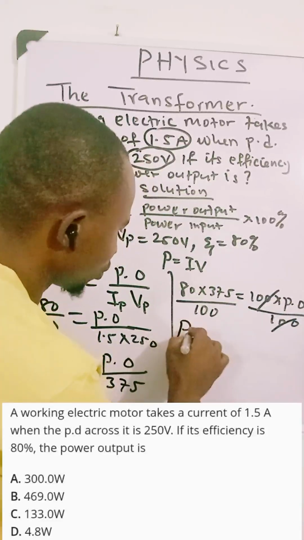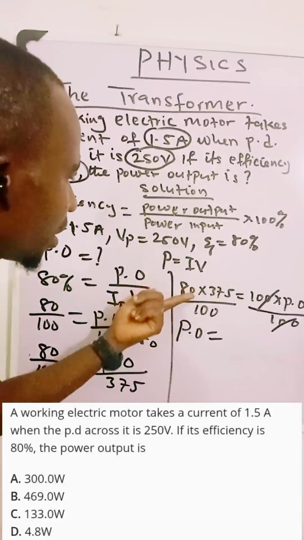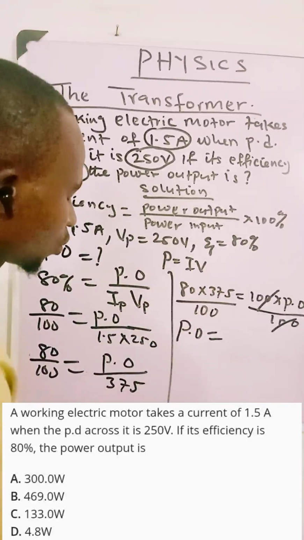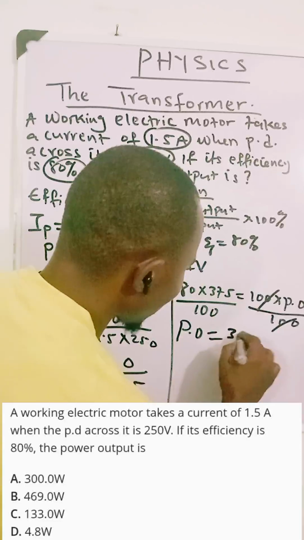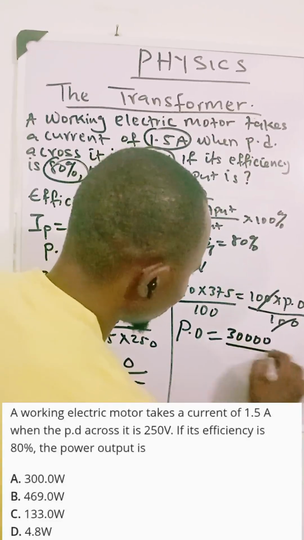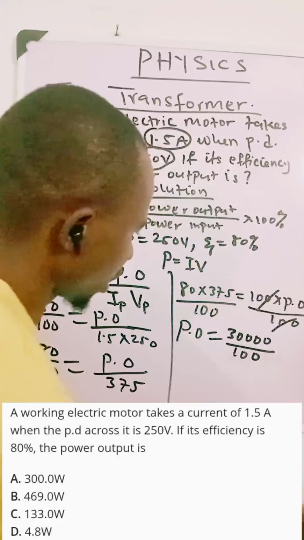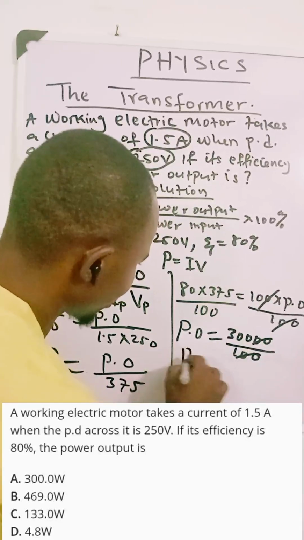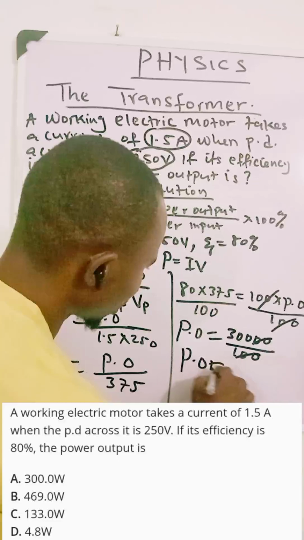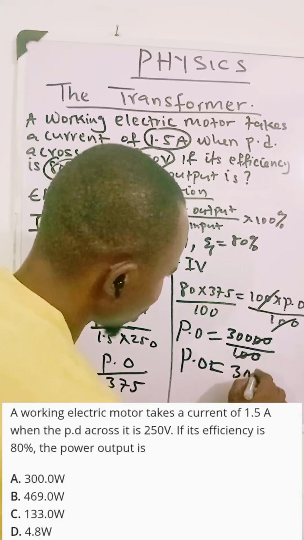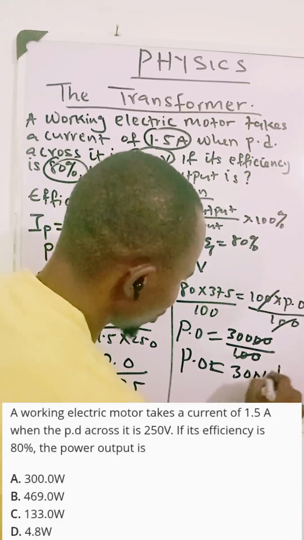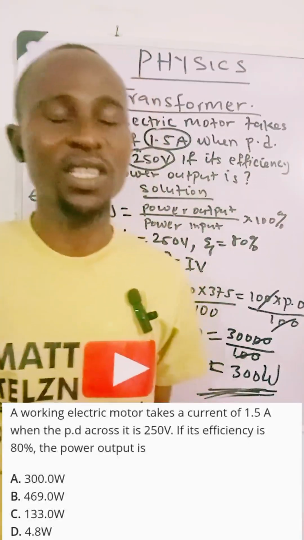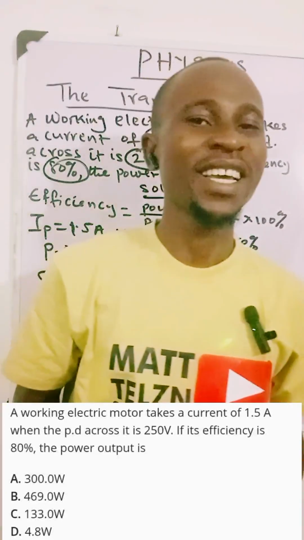So my power output is equal to 80 times 375 divided by 100. So I'm going to have 30,000 divided by 100. Okay, so this will cancel this. So what I'm going to have is, power output is equal to 300. The unit of power is what? 300 watts. Okay, that's the unit of power. You see, very simple and easy.